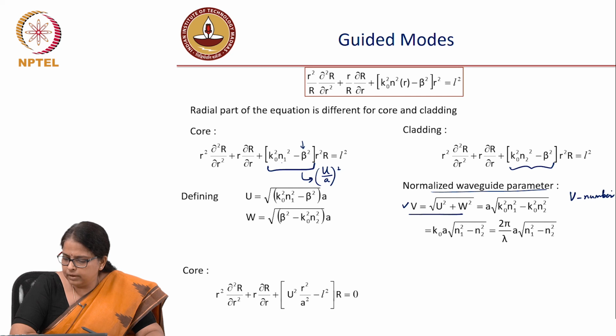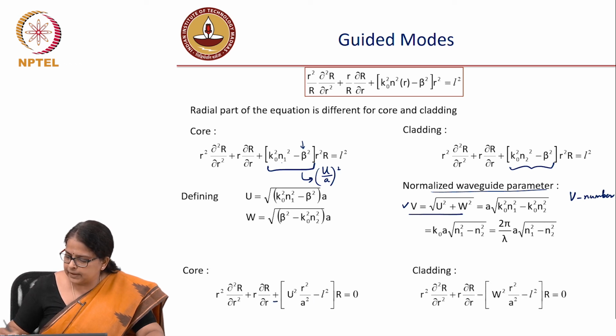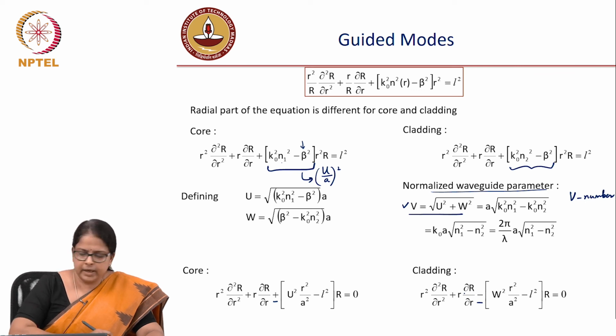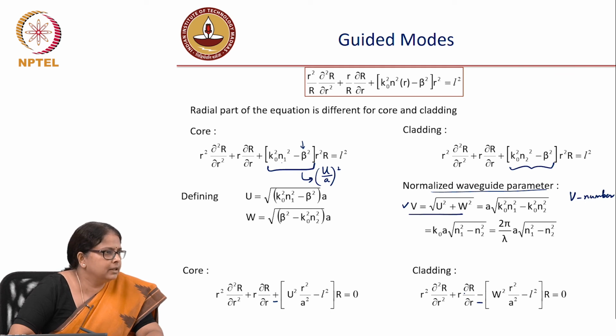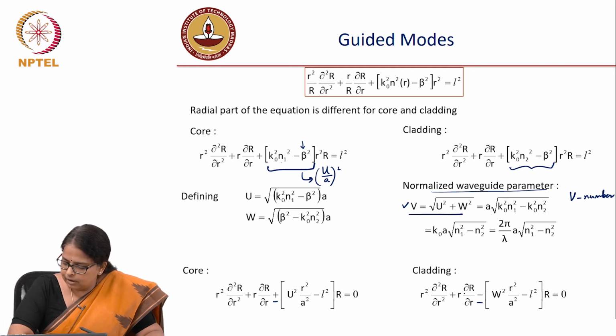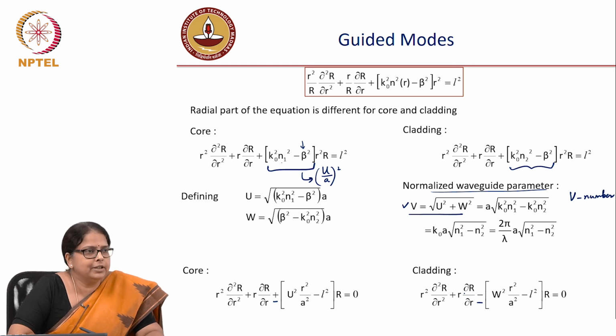So, in the core you rewrite as u square r square by a square. In the cladding you will rewrite it as, you see I defined cladding as beta square. Why did I do that? So that you get a negative sign here, because we wanted the solution in the cladding to be decaying. Okay. So, we stop at this point and we look at the solutions of these equations. Now, I do not know how many of you have done a differential equation course.